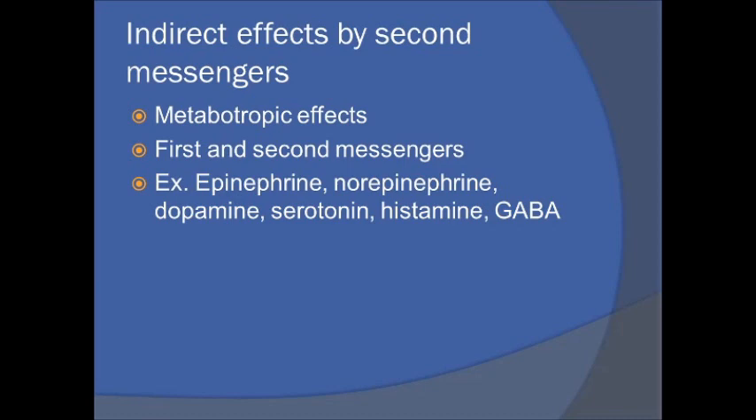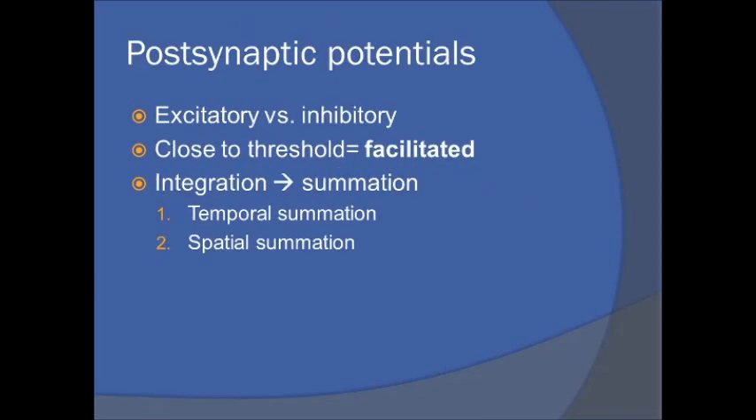Neurotransmitters can also have metabotropic effects, meaning that they have an effect on metabolism when they act as first and second messengers. Some examples of these are epinephrine, norepinephrine, dopamine, serotonin, histamine, and GABA. Postsynaptic potentials can be excitatory or inhibitory. So when potentials are close to the threshold, they're known as facilitated. Integration can lead to summation of these potentials.